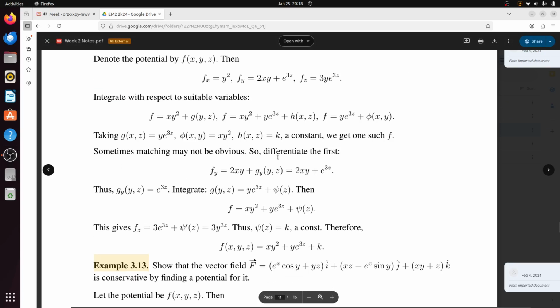Sometimes matching may not be obvious, so differentiate the first. So you get fy equal to 2xy, g_y(y,z), so you get 2xy plus e की power 3z, and this g_y(y,z) equal to e की power 3z, है ना? आपने दोनों को डेरिवेटिव लिया, ठीक है? यहाँ से मैचिंग करना थोड़ा मुश्किल लग रहा है क्या? नहीं, मैचिंग तो ईजिली हो रहा है। ये g(y,z) आपका बन गया y e की पावर 3z, और आपका h(x,z) आप इसको जीरो ले लो, और phi(x,y) को आप ले लो xy स्क्वायर, तो आपका फाइनल आंसर हो जाता है f(x,y,z) इक्वल टू xy स्क्वायर y e की पावर 3z प्लस k.